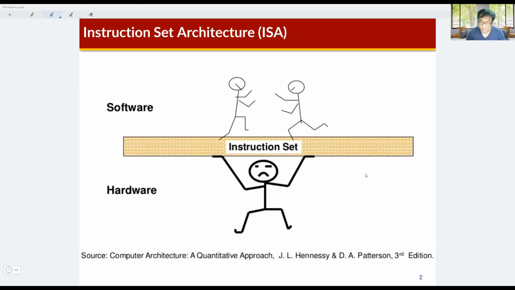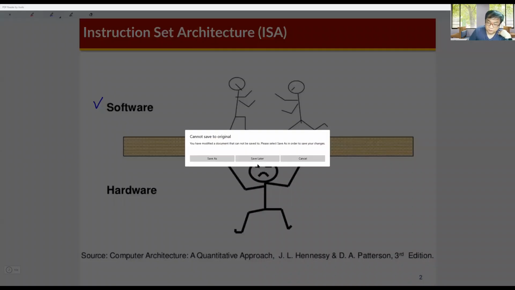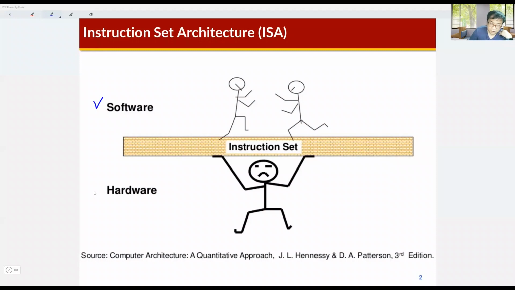Okay, let's see this funny figure. This is the figure from the advanced computer architecture textbook, Computer Architecture: A Quantitative Approach. Can you see the software and then hardware and then instruction set here?